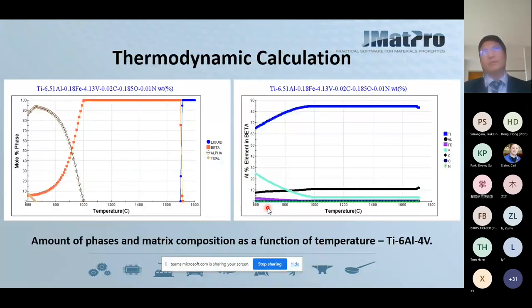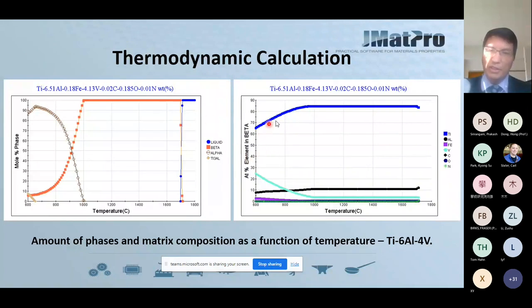So what does CALPHAD give? CALPHAD gives this kind of information. One is the amount of phases. The other is the composition of phases. The left one is a different form of phase diagram. The normal phase diagram, like the iron-carbon diagram, is an isopleth type. But here it is in a different format, that is the amount of phases as a function of temperature for a given or fixed alloy composition.